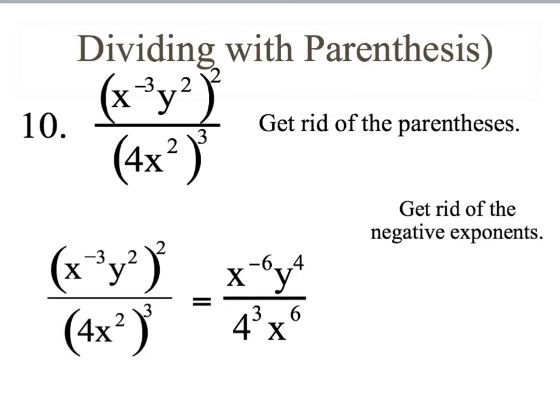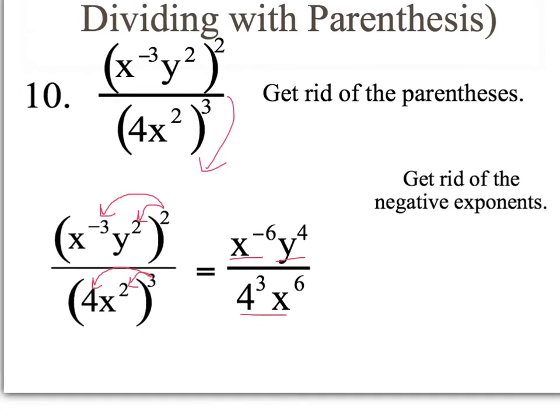Okay, so here we're actually going to combine everything that we know together. If you notice, this problem right here is the same as down here. This squared needs to be multiplied here because it's a power to a power. So this becomes x to the negative 6th, which is right here, and y to the 4th. This 3 comes down, so 4 to the 3rd, and x to the 6th, which you see right here.